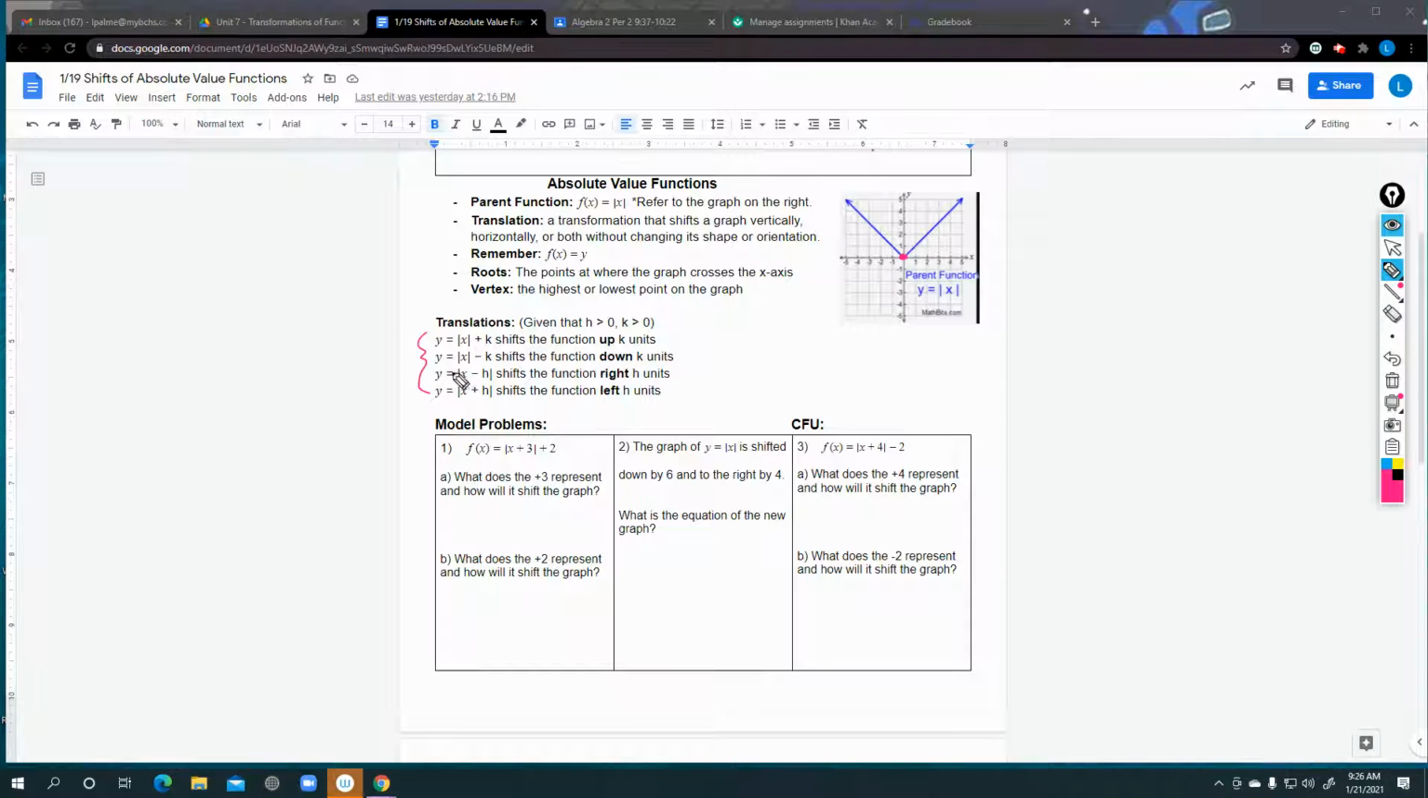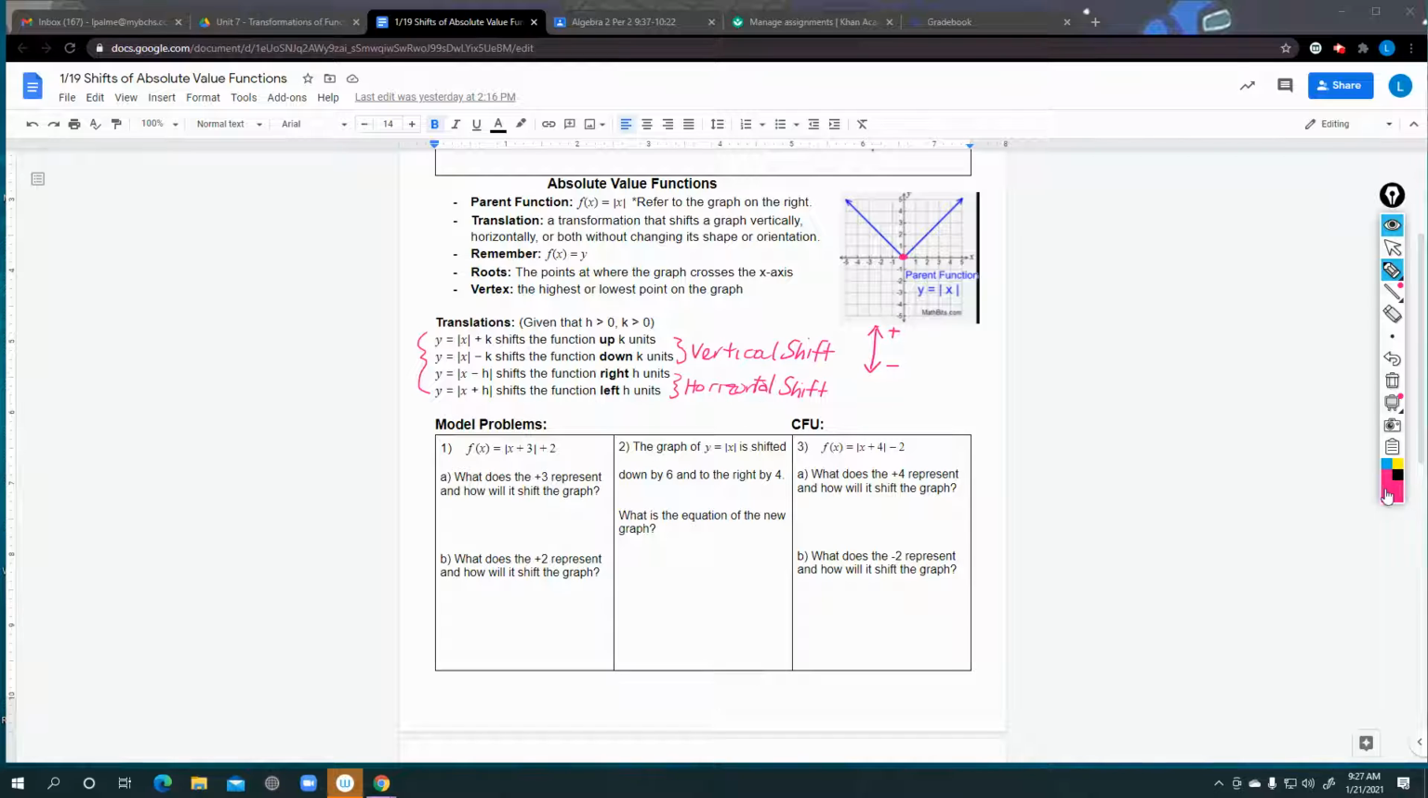Now, these are 4 rules of shifts for translations. The first 2 are known as your vertical shift. Normally, I would have you develop these on your own, but due to remote learning, I'm just going to tell them to you. And the last 2, your horizontal shift. Vertical shifts follow the y-axis. They are the values located outside the absolute value symbol, and for positive k values, whatever number k may represent, you will shift that function upward. For negative k values, you will shift downward.